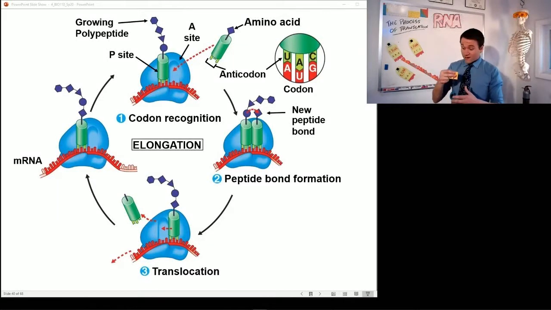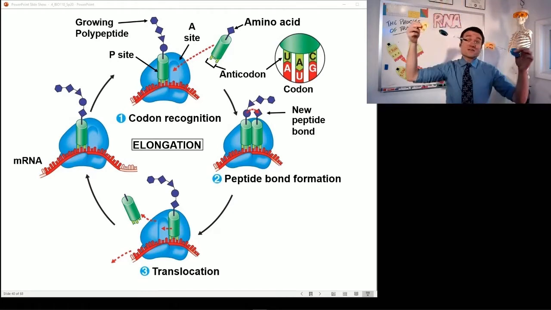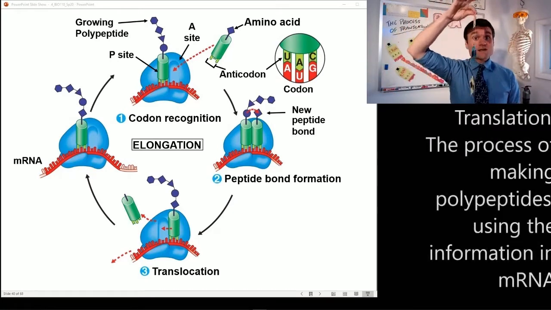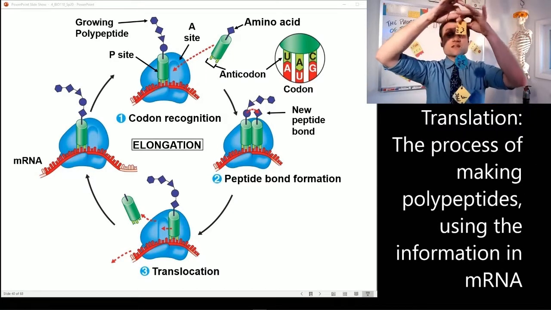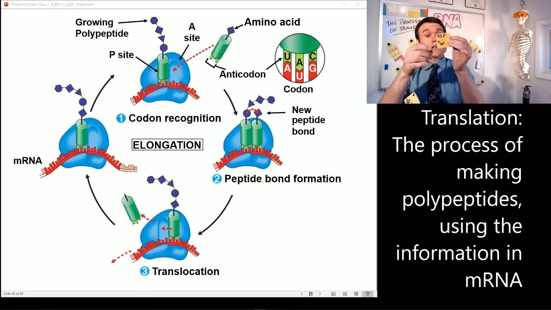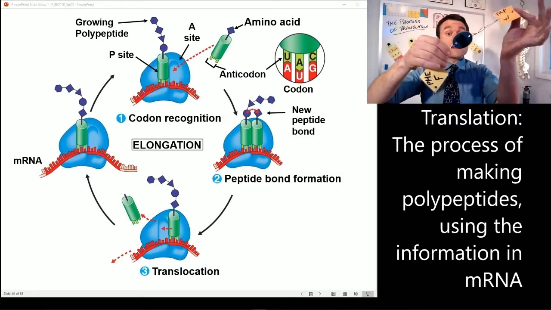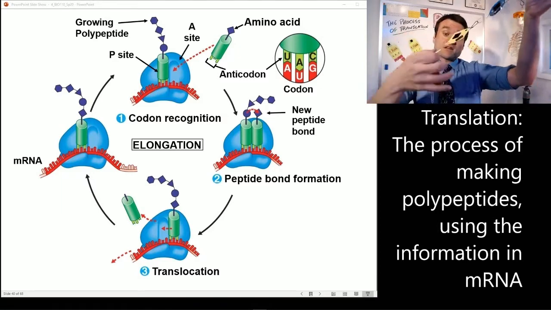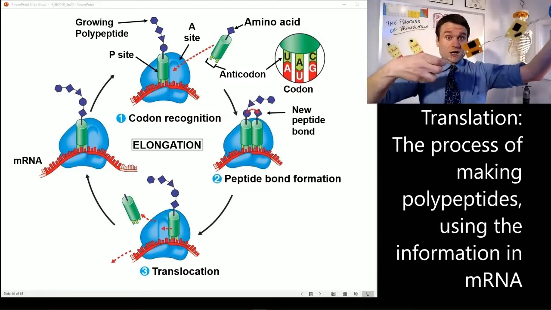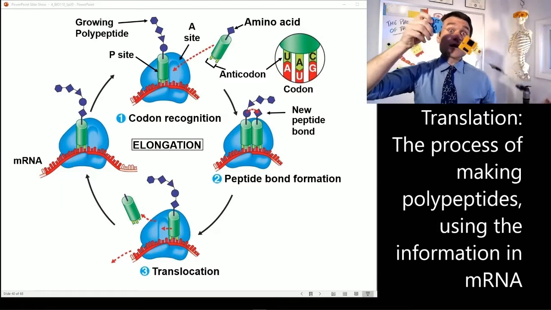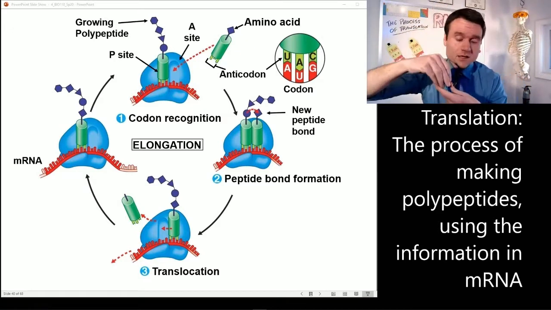Now let's bring it back for a moment to what was the point of all of that. What is the point of translation? The point is to make proteins, and a protein is a polypeptide, and a polypeptide is amino acids that have been linked together via peptide bonds, which is what we accomplished here. I got a chain of amino acids, an amino acid polymer, a polypeptide.